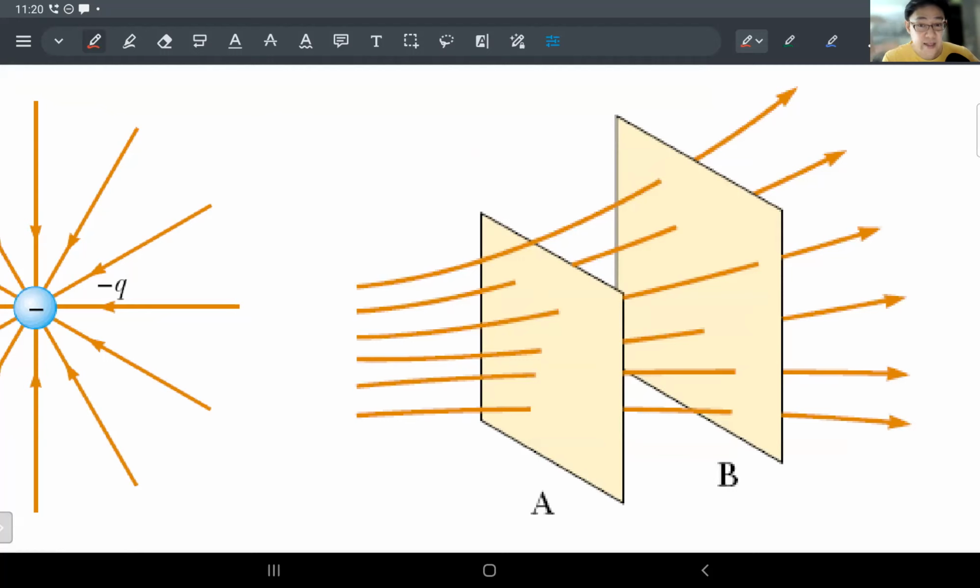But on surface B, it's kind of spaced out. So it's kind of weak. So that's what it is. So the density of electric field lines, the number of lines per unit area, will eventually give you the strength of electric field. That's cool. So that makes sense on this one as well.